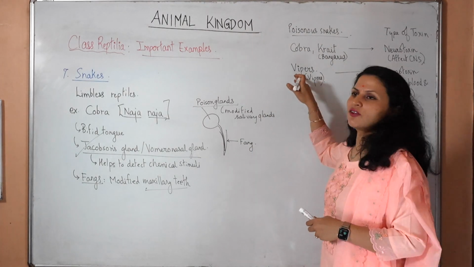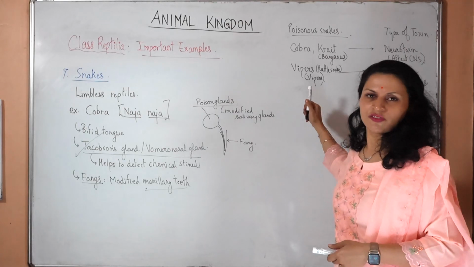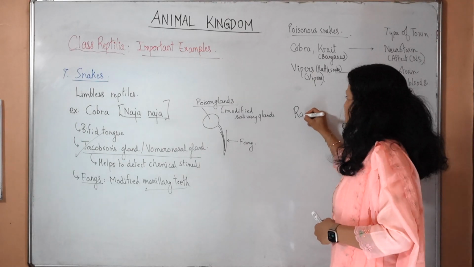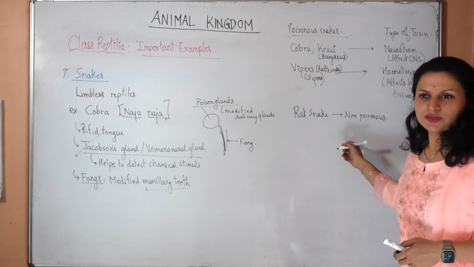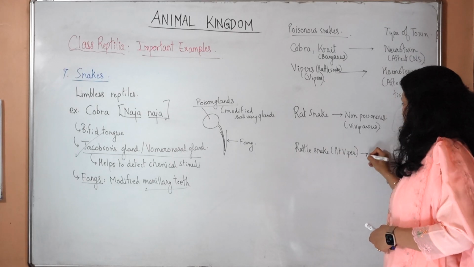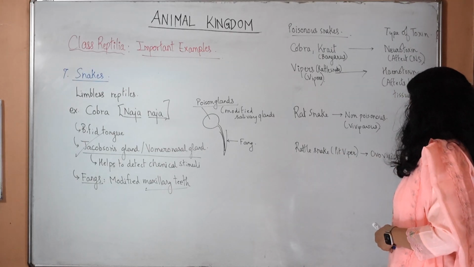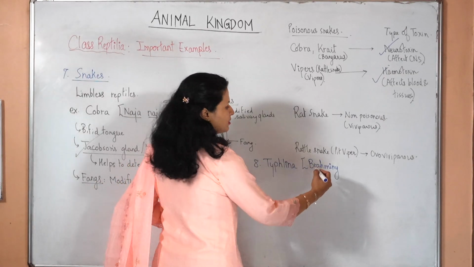Rattlesnake also comes under vipers only. Rattlesnake is more specifically called as pit viper. It belongs to the family of vipers. A rat snake is a non-poisonous snake and it is known for being viviparous. And rattlesnake, also called as the pit viper, is ovoviviparous.